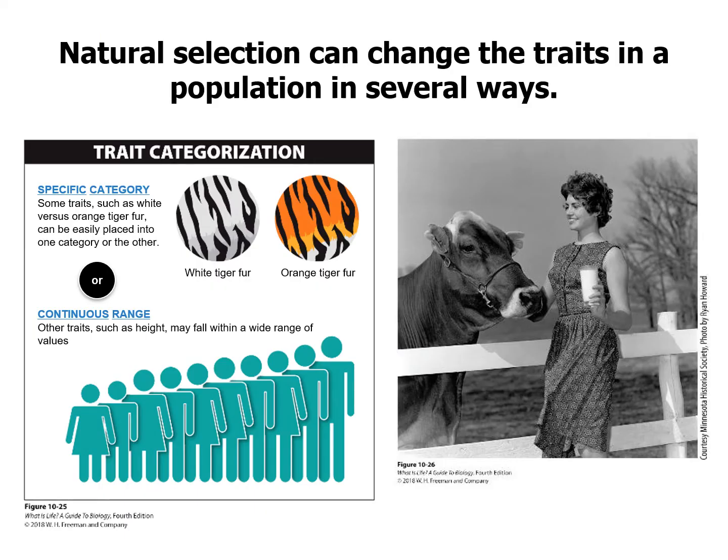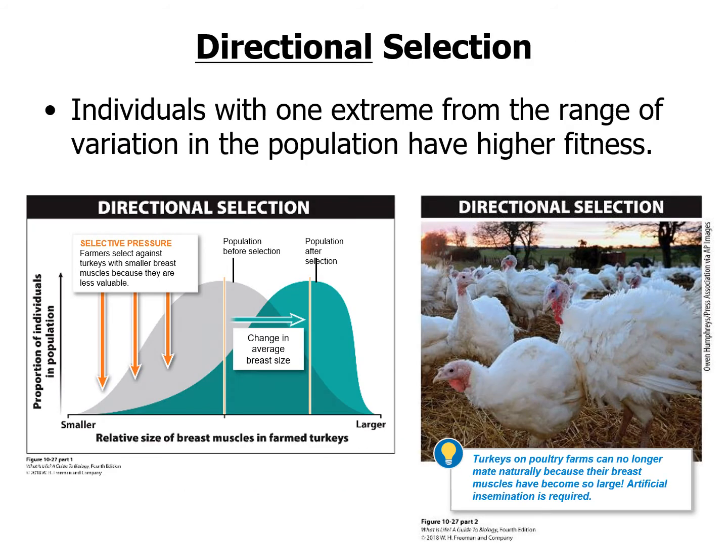So natural selection can change the traits in a population in several ways. There are three that we are going to talk about: directional, stabilizing, and disruptive. The first is directional selection. This is where individuals with one extreme from the range of variation in the population have higher fitness. The example is turkeys on poultry farms, which can no longer mate naturally because their breast muscles have become so large. Artificial insemination is required for the reproduction of turkeys.